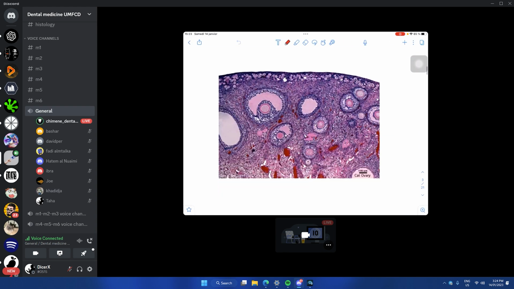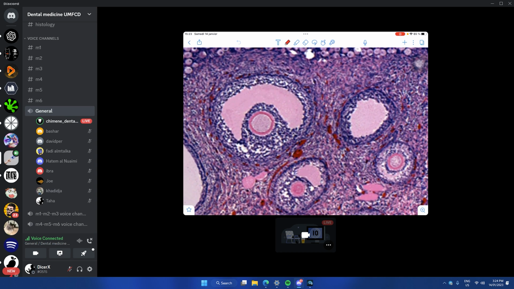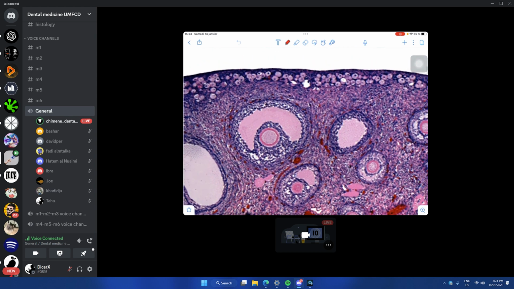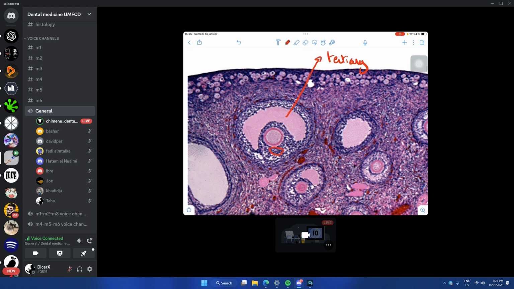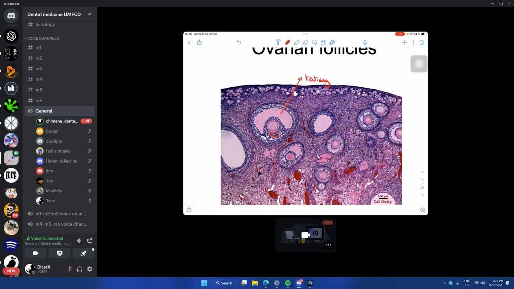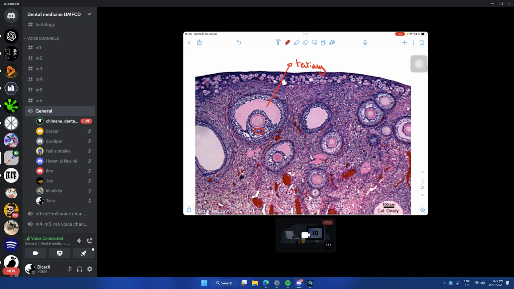Next, where you can find the Graafian follicle, maybe this one, but not that much. The main difference is that this is a tertiary follicle. If you want to distinguish between the tertiary and the Graafian follicle, you have to find the cumulus oophorus. If you don't have the cumulus oophorus, you cannot say that it is the Graafian follicle. Here you can see that you don't have a accomplished cumulus oophorus, so this is a tertiary follicle.